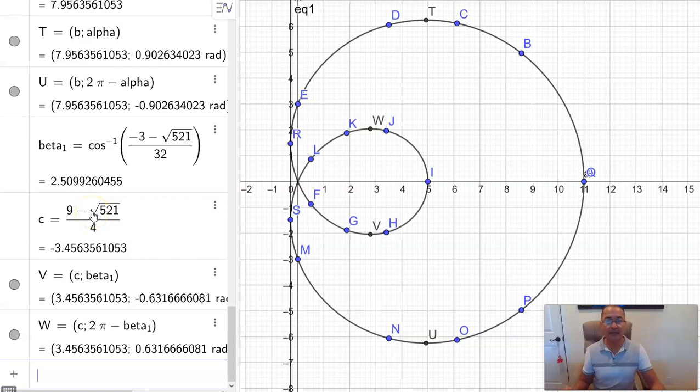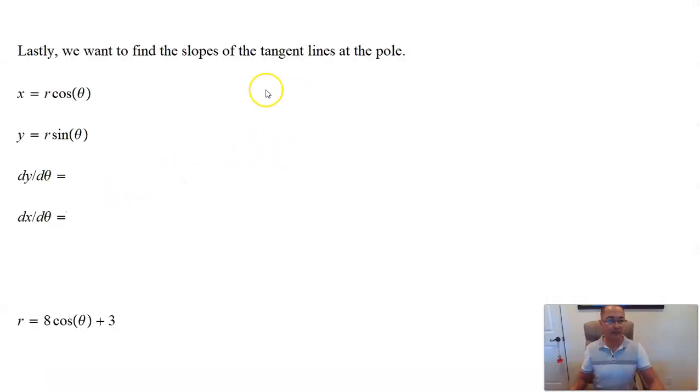Okay, so we have one more task to do for this video, and that is we want to find the slopes of the tangent line at the origin, at the pole. So let's do this. We want to find the slopes of the tangent lines at the pole. We will use the conversion formulas. x is r cosine theta, y is r sine theta. We already saw this. What we're going to do is solve for dy by dx. This was not something we did in our last example where we were only interested in dy by d theta and dx by d theta. But we will use them as our building blocks to find dy by dx, the regular derivative.